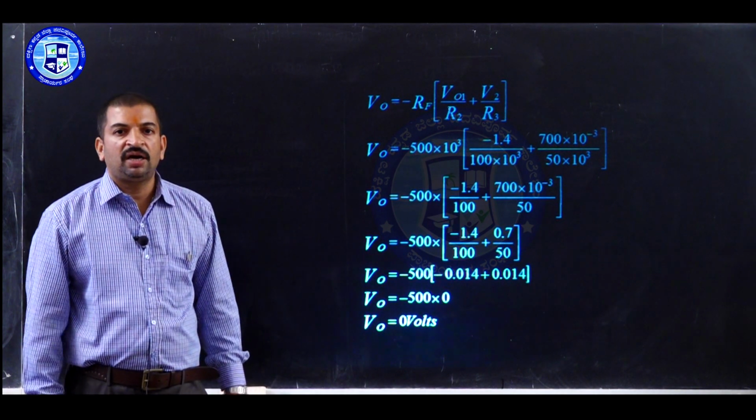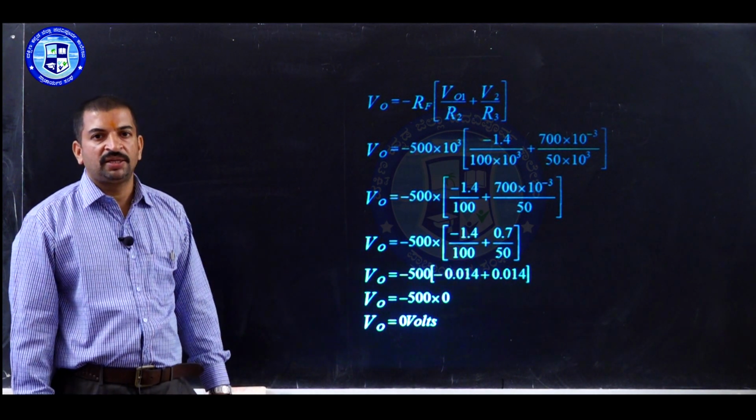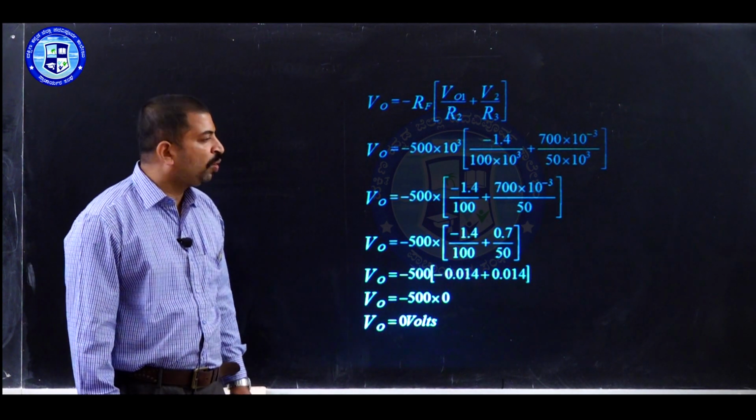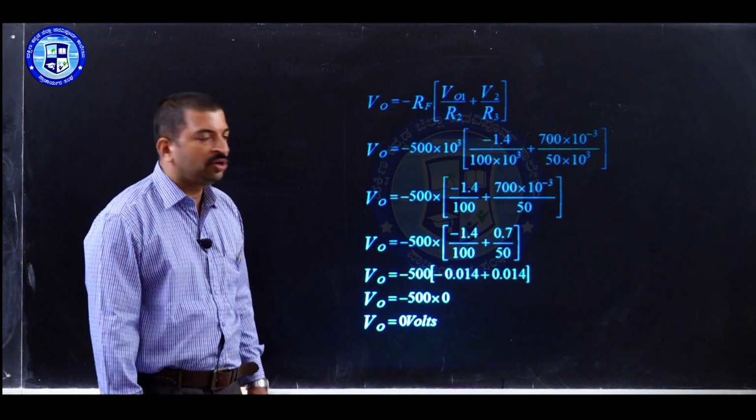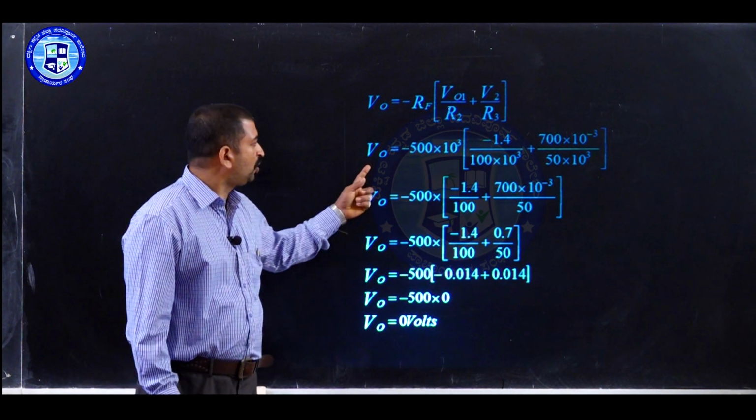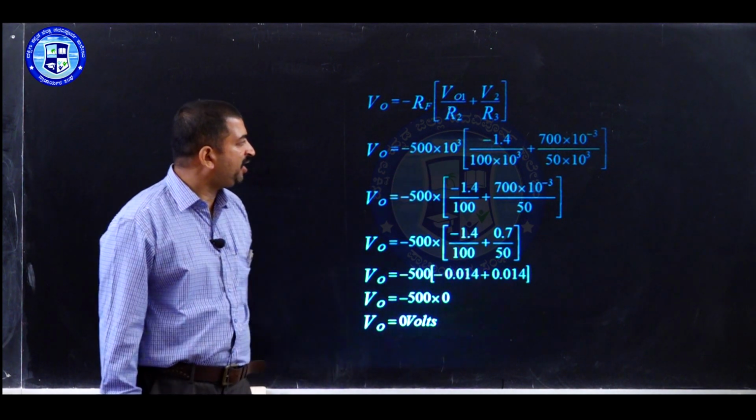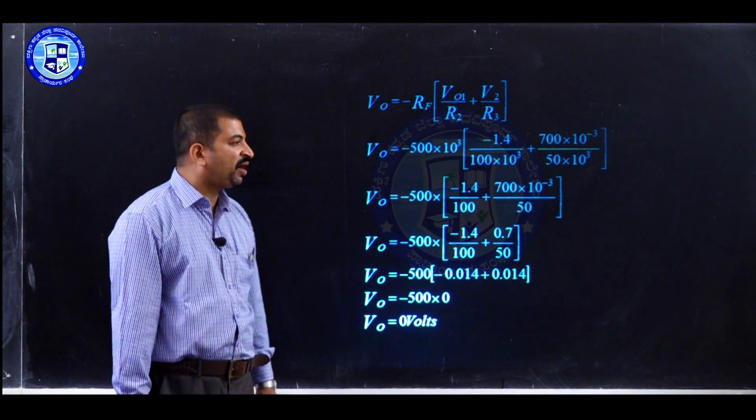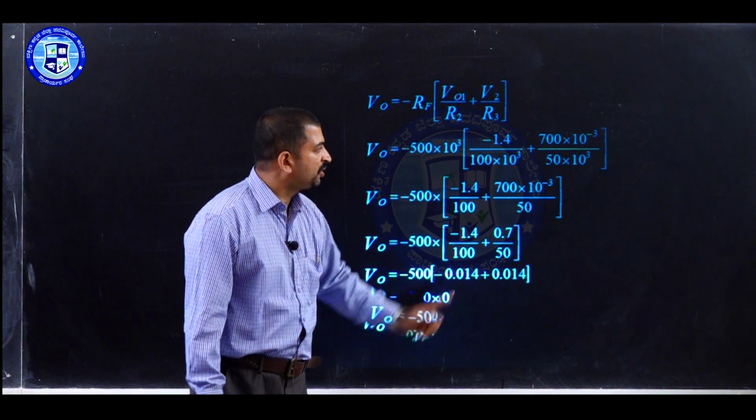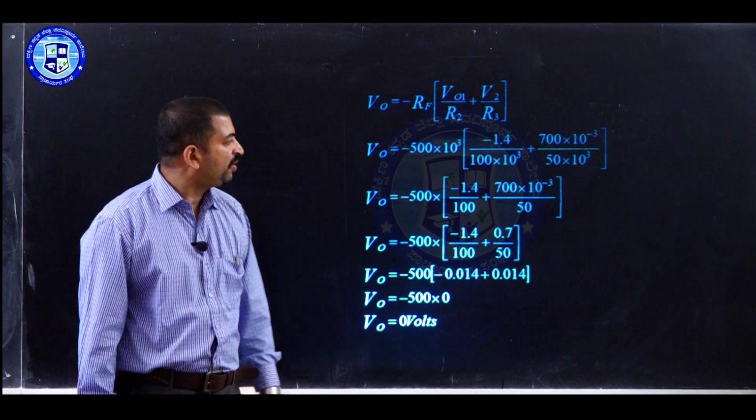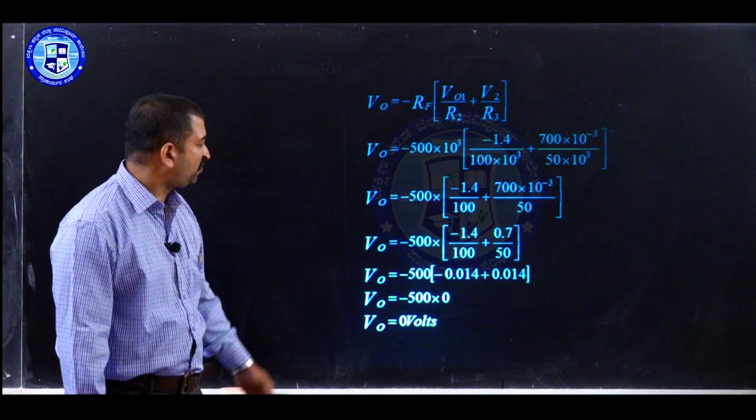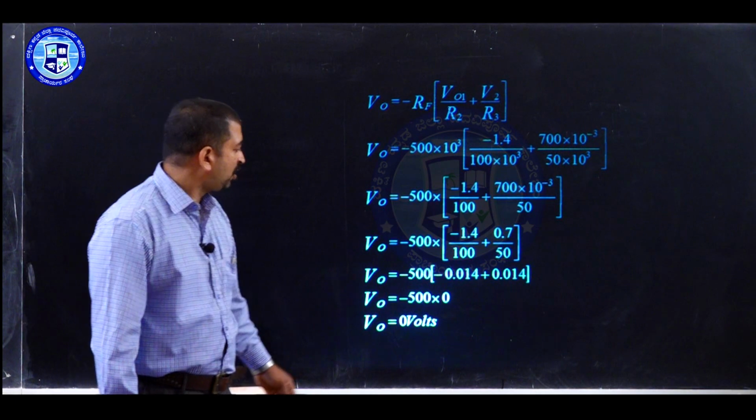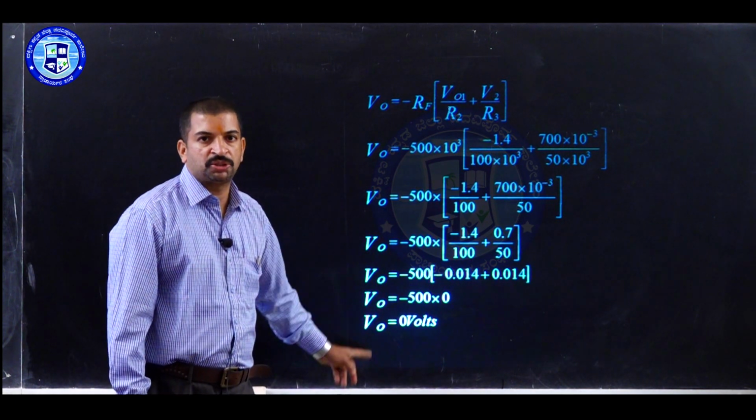Let us calculate the output voltage of the second circuit, which is the summing amplifier. VO equals minus Rf into (VO1 by R2 plus V2 divided by R3). So, VO equals minus 500K into (minus 1.4, which is the output voltage of the first circuit, divided by 100K, plus 700 into 10 to the power minus 3 divided by 50 into 10 to the power 3). After calculating these values, you are going to get 0 volts. The output voltage of the circuit is 0 volts.